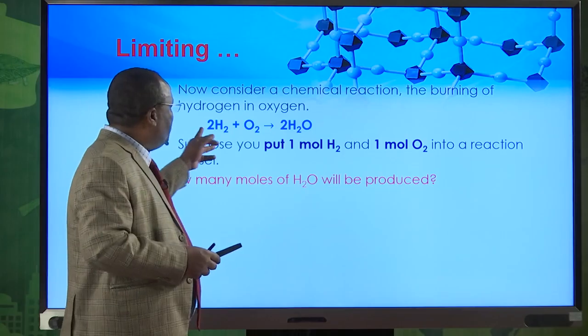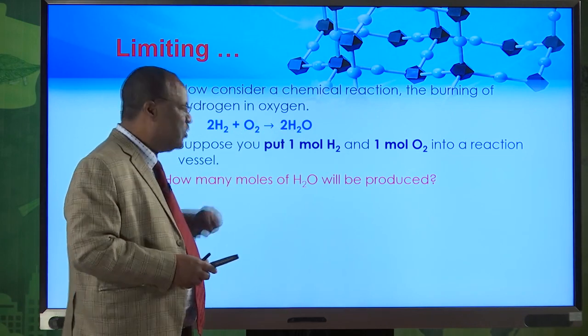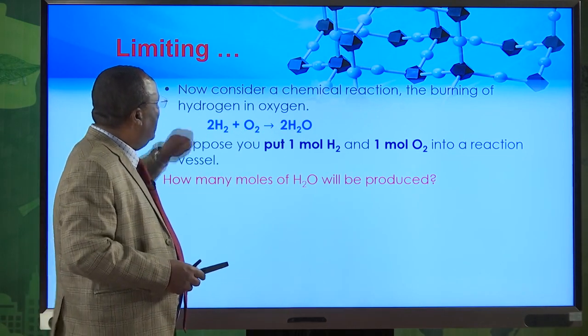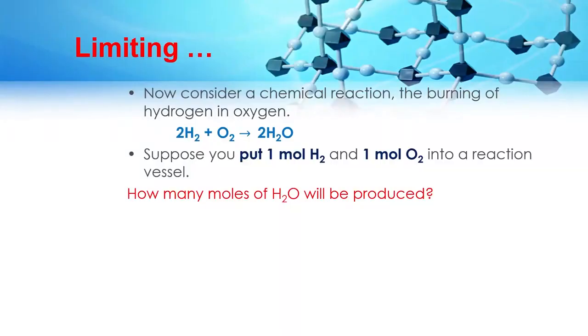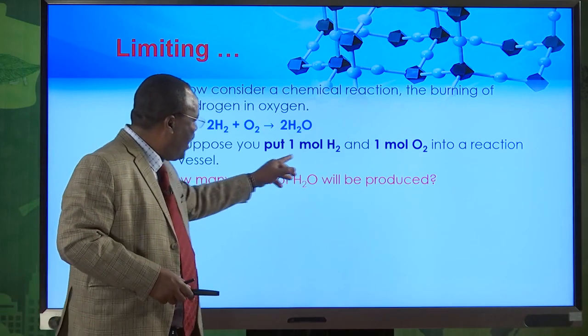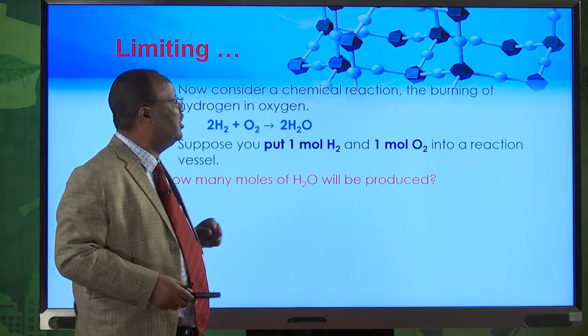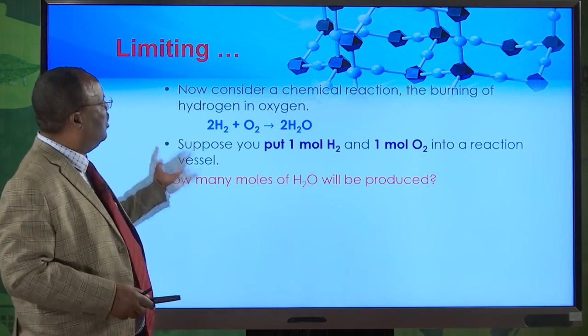So in this case, hydrogen reacts with oxygen, or hydrogen is burned in oxygen, producing water. And in this ratio of the reaction between oxygen and hydrogen, 2 moles of hydrogen completely react with 1 mole of oxygen, producing 2 moles of water. So for each mole of oxygen, there must be 2 moles of hydrogen for the reaction to be complete. Suppose you put 1 mole of hydrogen and 1 mole of oxygen into a reaction vessel. How many moles of water will be produced?